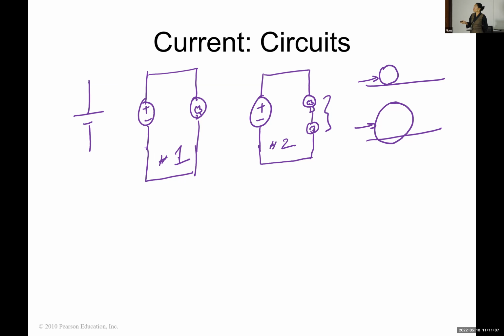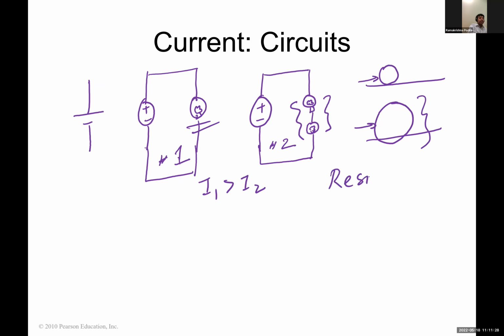So the smaller one will move faster than the bigger one. Right. So that's the same reason here why current in one will be more than current in two. That is, here you have to move only one thing. Like you have only one light bulb. Here you have two light bulbs. So having two light bulbs is like moving a heavier thing. That is, there is more resistance.